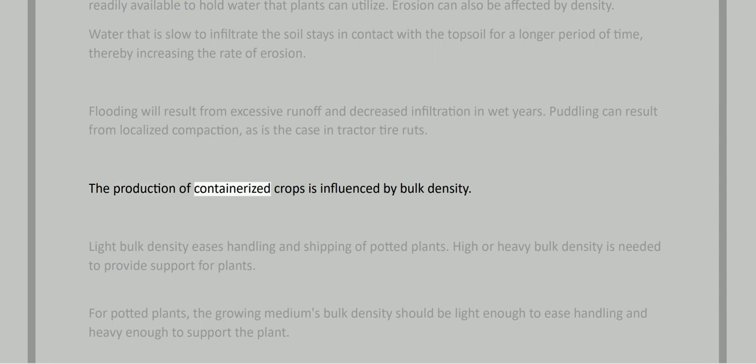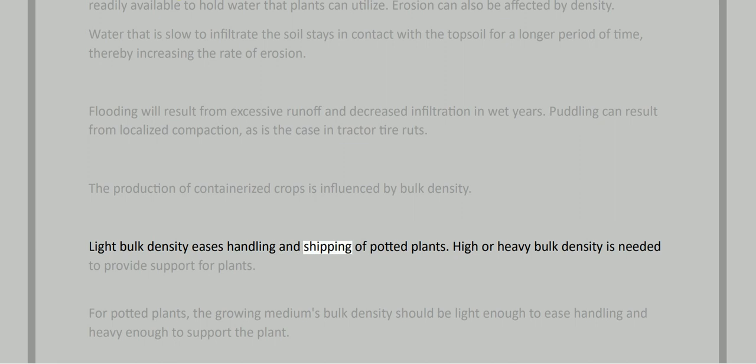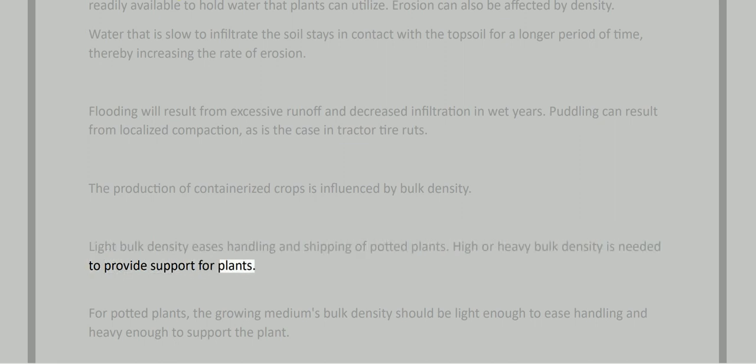The production of containerized crops is influenced by bulk density. Light bulk density eases handling and shipping of potted plants. High or heavy bulk density is needed to provide support for plants. For potted plants, the growing medium's bulk density should be light enough to ease handling and heavy enough to support the plant.